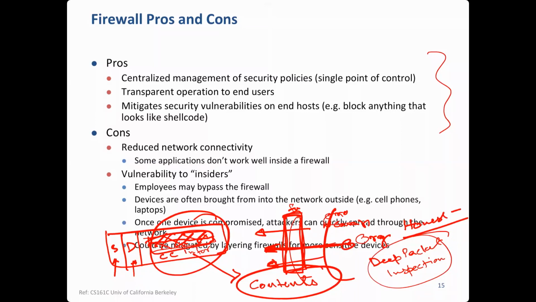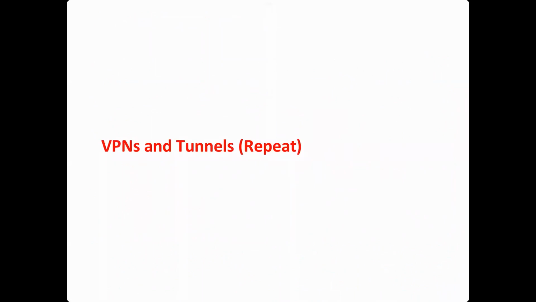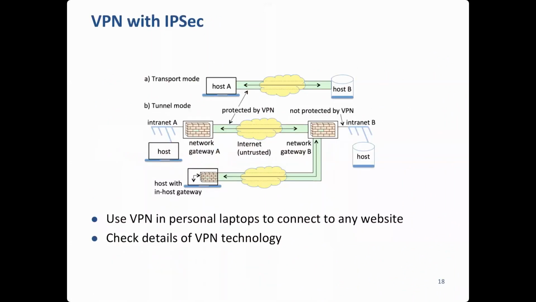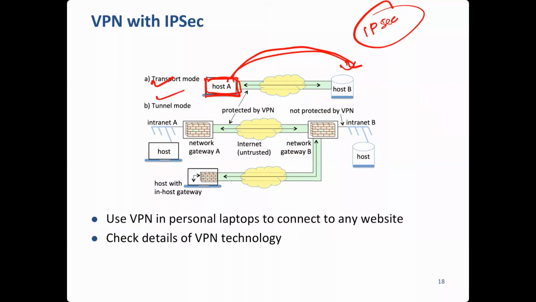All right, let's go on. Now of course, the second protection mechanism that we have seen is VPN and tunnels. Now you can create a VPN from your laptop to any server using IPsec, either in transport mode or tunnel mode. Transport mode is end to end between one machine and another machine, while tunnel mode is between one gateway and another gateway. Now this gateway of course can also be a firewall.